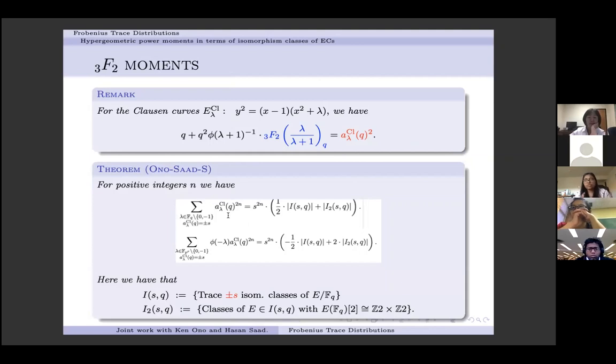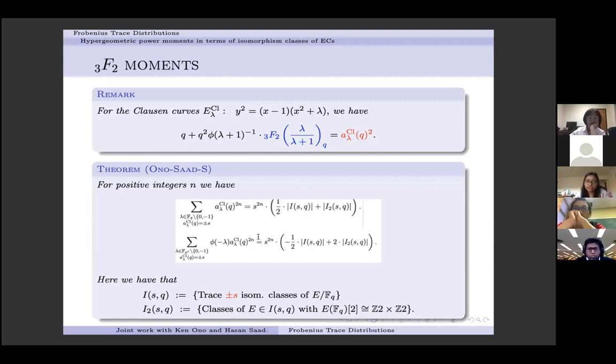So here we consider all the values of lambda for which the Legendre form of elliptic curve has trace either equal to s or equal to minus s. Since we are considering the even powers, it doesn't matter whether we take s or minus s. So we consider all those lambdas for which the trace is equal to s or minus s, and we count those lambdas, and we obtain that this sum is equal to s to the 2m times the sizes of these two sets.